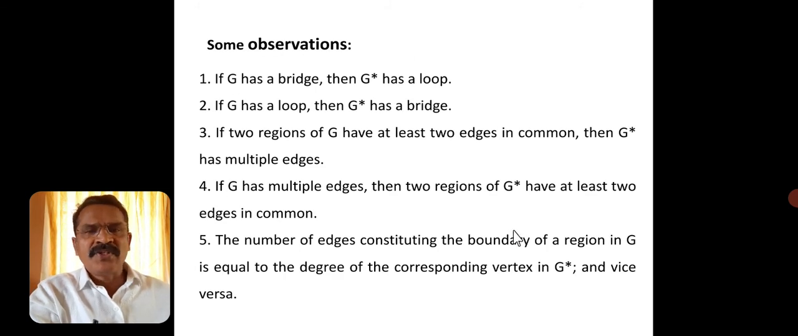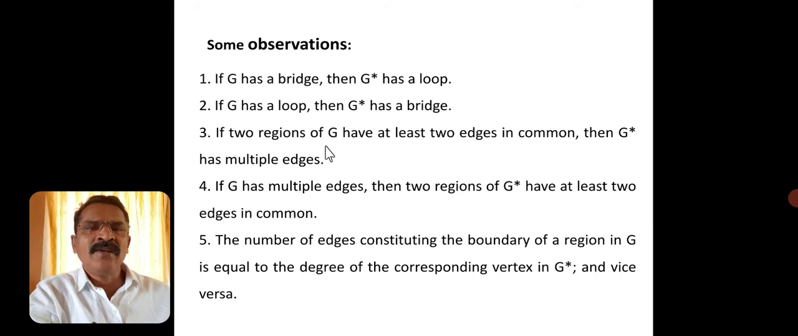Now some observations. Observation is very important. Once you consider any concept and analyze it, you must get some ideas in your mind. What are the observations? If G has a bridge, then G star has a loop, definitely. If G has a loop, then G star has a bridge, definitely.